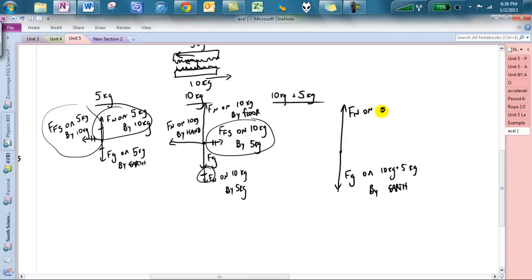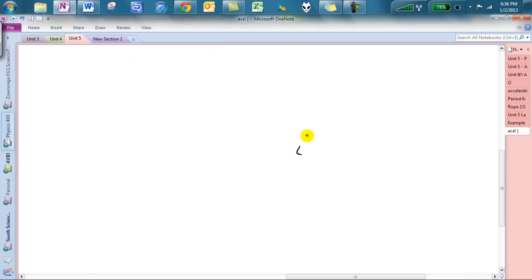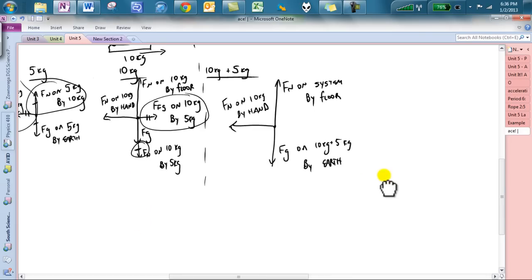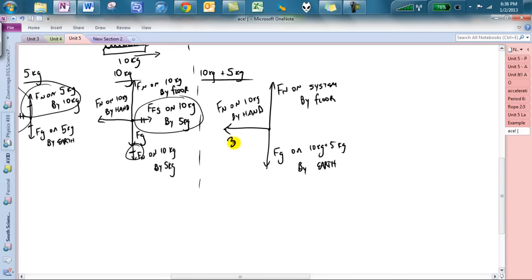We have Fn on our system by the floor. So the floor has to hold both of those up. And you'll notice the frictional forces cancel out, and all we're left with is that, whoa, it's a long force arrow, that 30 Newton force Fn on the 10 kilogram. Or, yeah, it's actually on the 10 kilogram, but it's also the thing that's causing both of them to move, by the hand. And when I look at this force diagram over here, you start to realize life gets really simple for you. Because we know that that's 30 newtons, and you can solve for the acceleration really easy.